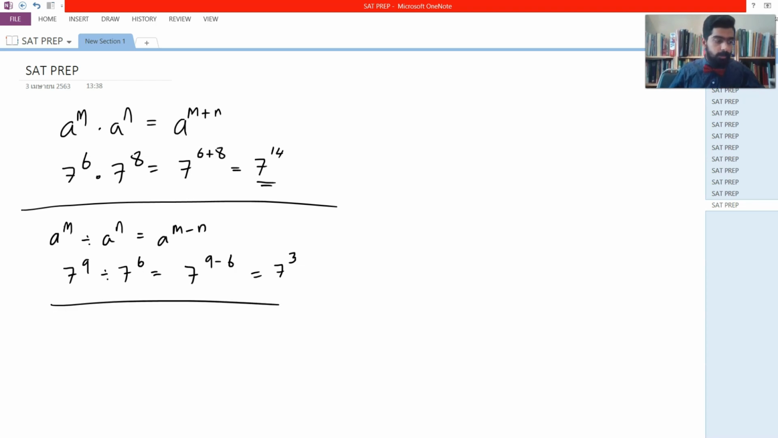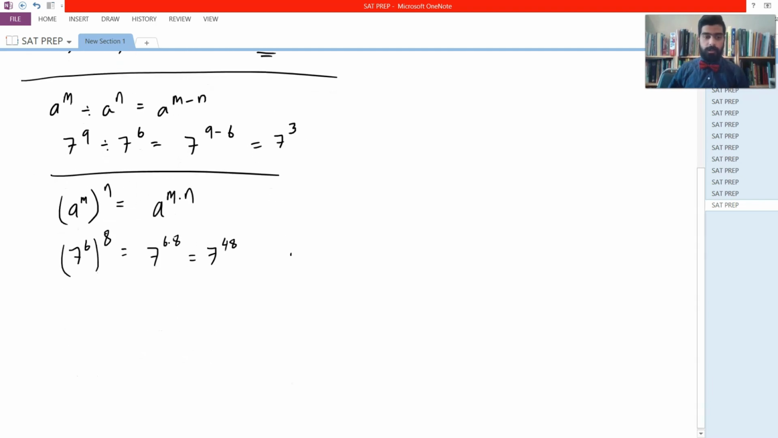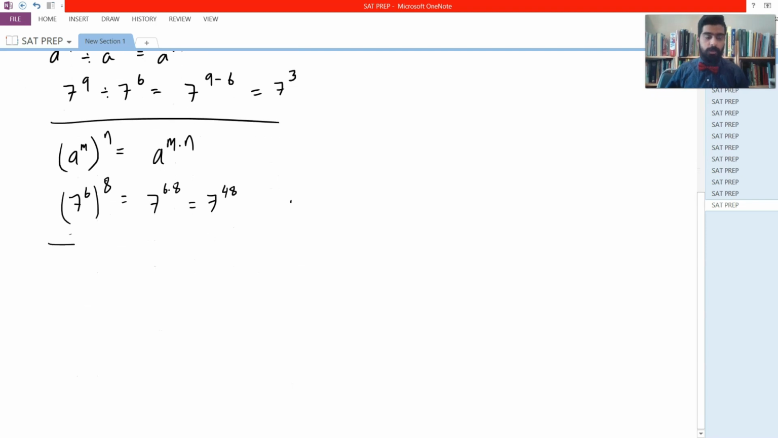And the last one we'll be looking at is if I have a to the power of m, all to the power of n. This is how we can solve it: by writing it as a to the power of m multiplied by n. By giving an example, if I have 7 to the power of 6, all to the power of 8, this is the same as 7 to the power of 6 times 8, which is equal to 7 to the power of 48. Alright guys, so let us continue. So this is a little bit of review of the laws of exponents.